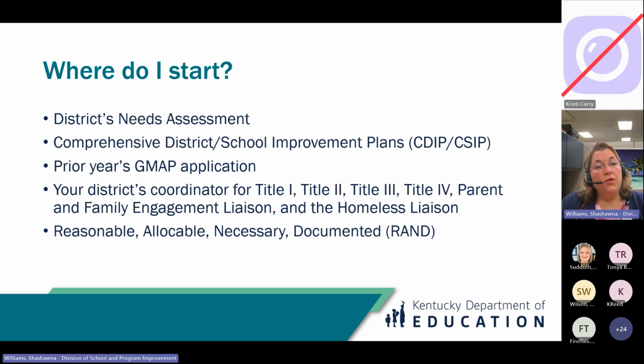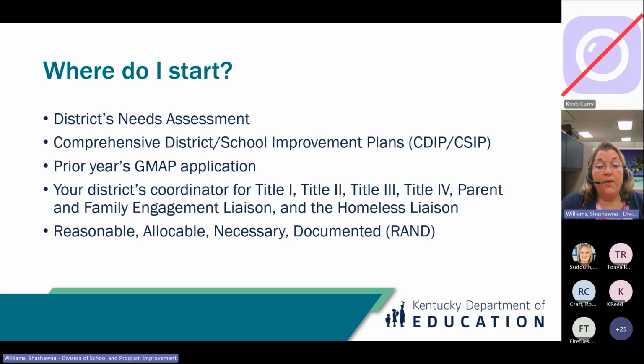So when it comes to deciding how to use your Title V funding, where do you start? Well, the most important thing to start with is your district's needs assessment. That is the document where the goals that your district has for student achievement can be found. When you are creating your Title V application, all your program details, narratives, and budget narratives should link a funded item to the needs assessment.